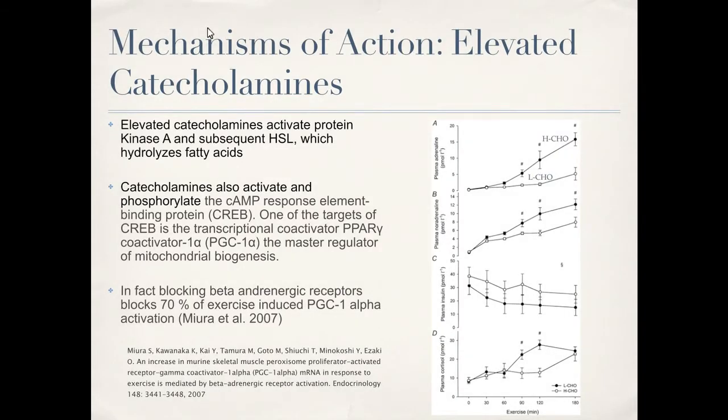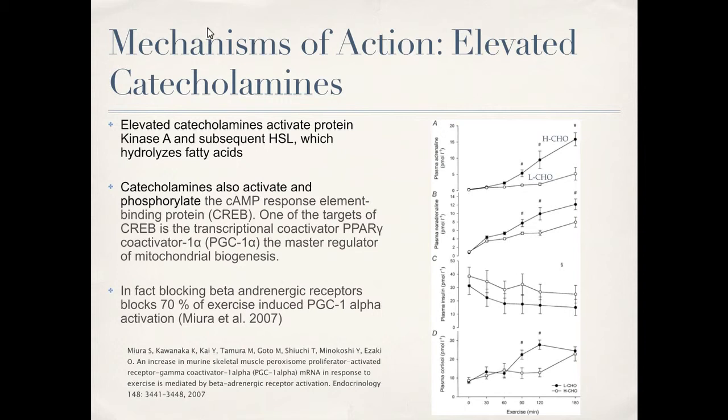Catecholamines appear to play a very large role in this mitochondrial biogenesis activity. And that's very, very important. In fact, if you have beta-adrenergic receptors blocked, 70% of the exercise-induced increase in PGC1 alpha activation is decreased. Now, PGC1 alpha, remember, is one of the master regulators of mitochondrial biogenesis. So, clearly, an increase in epinephrine is important for this.